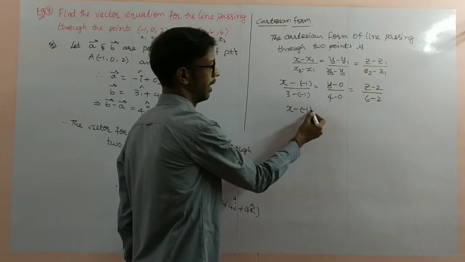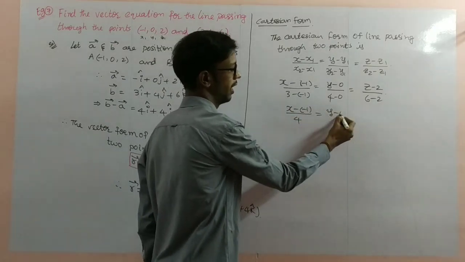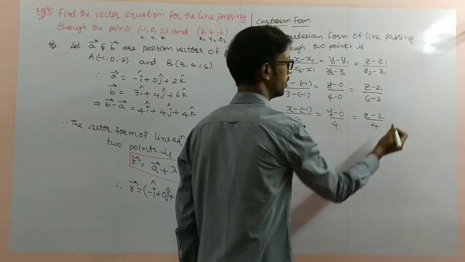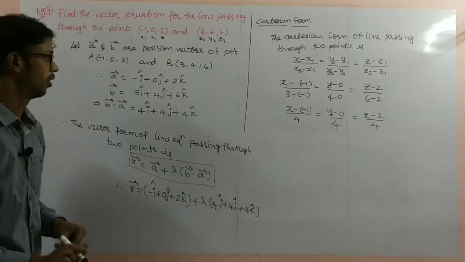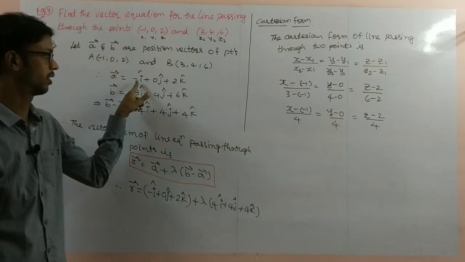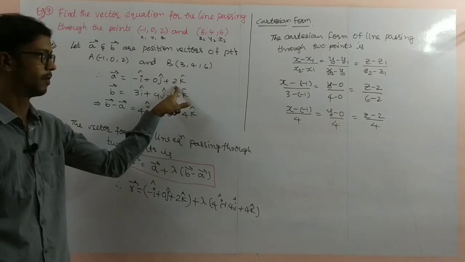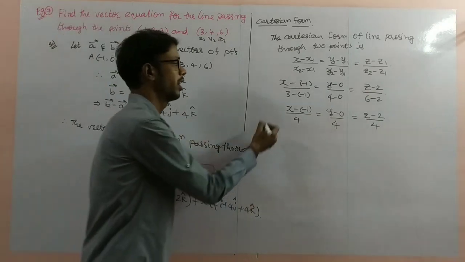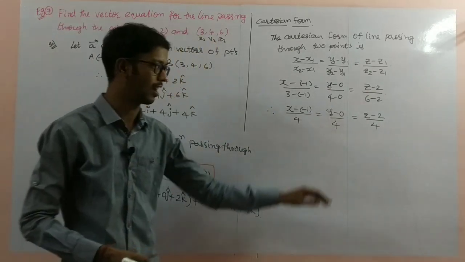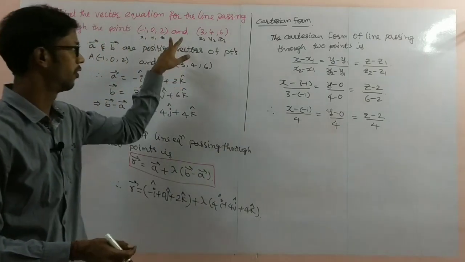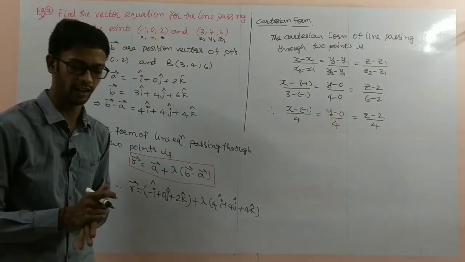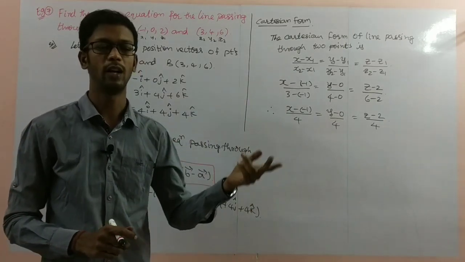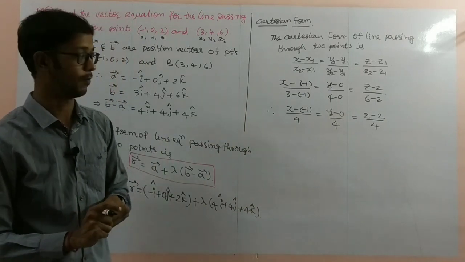X minus of minus 1 by 4 equal to y minus 0 by 4 equal to z minus 2 by 4. You can also write x minus x1, y minus 0 and z minus 2 directly, by 4, by 4, by 4, otherwise by using the formula. This is the Cartesian form of a line equation passing through the given 2 points. So this is the way of finding the line equations passing through given 2 points. Otherwise, a line passing through one single point parallel to a vector. So pause the video to note it down.